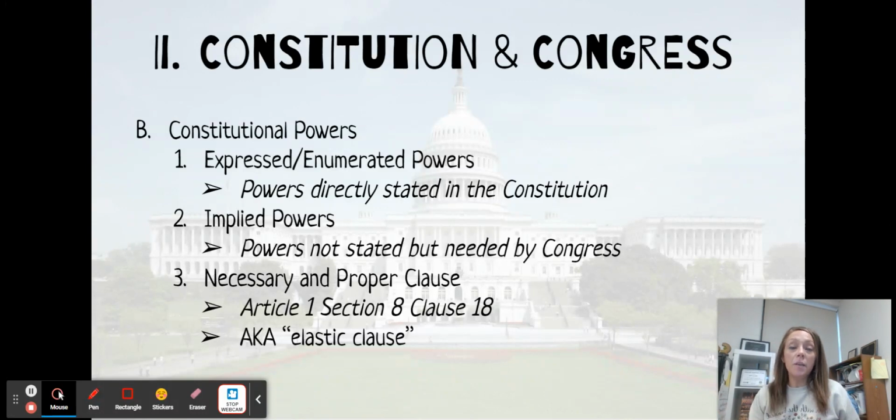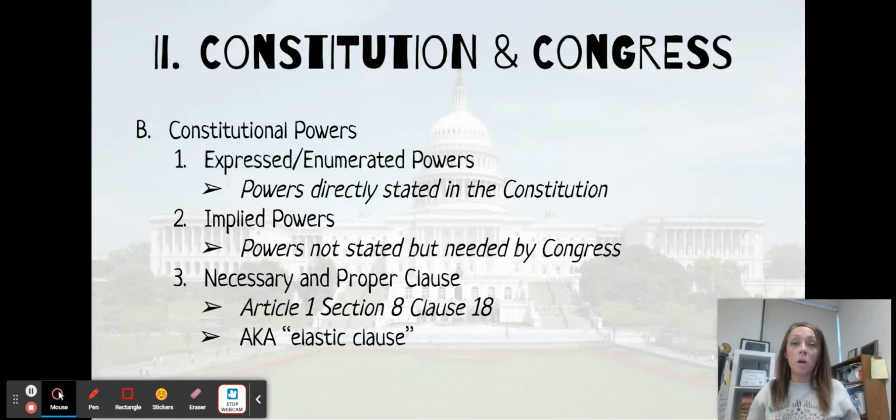So how do we figure out that Congress has implied powers? Well, we look at the necessary and proper clause of Article 1. So if we looked in the Constitution, we would look at Article 1, Section 8, Clause 18. And that last clause dealing with the powers of Congress tells us that Congress has the power to make any law they think is necessary and proper. And we've called that the elastic clause before because that stretches Congress's power.